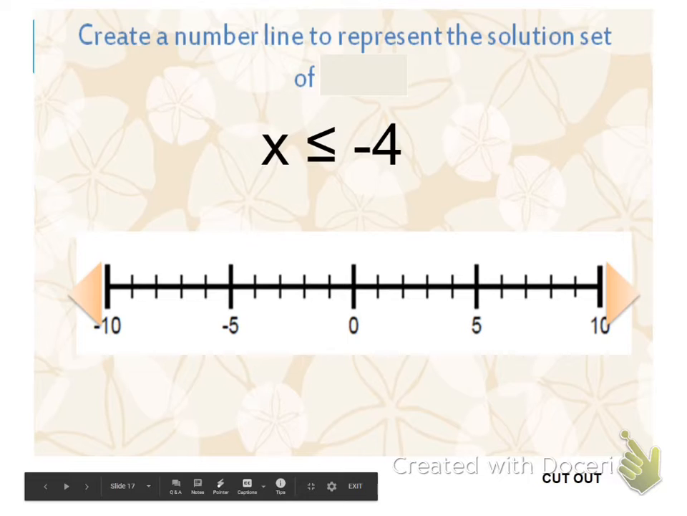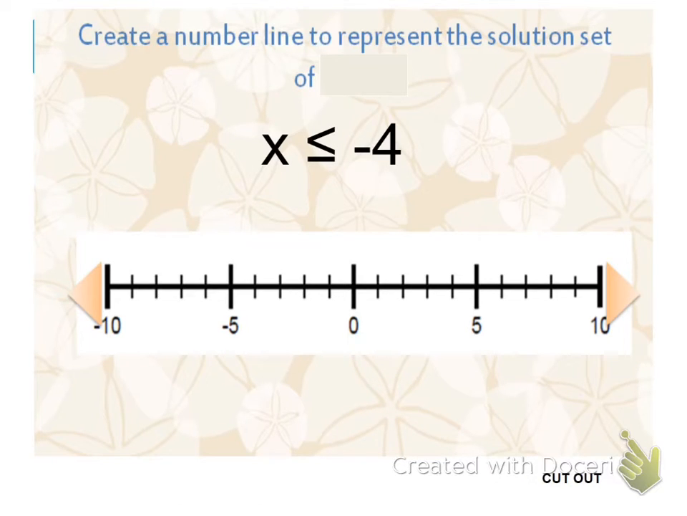Okay, I think you have this one, right? Yes. Okay. So the first step is to put a circle on the number -4. So everybody put a circle on the number -4. Now, my question is, is it an open circle or a closed circle? Closed. It's closed because of this equal sign, because it includes the number -4.